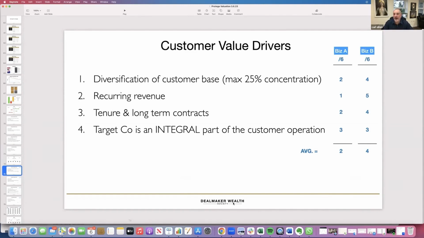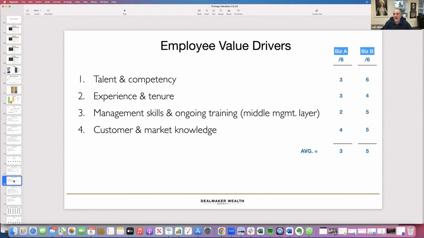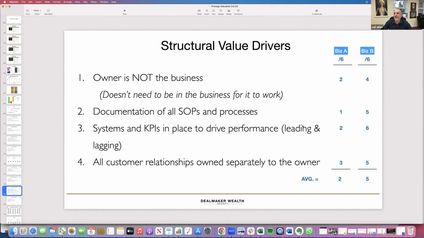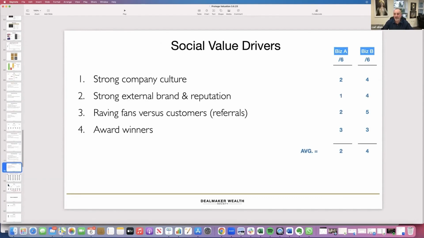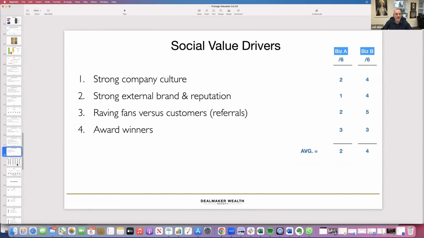Business A scored 2 out of 6 on average. Business B scored 4 out of 6 for customer value. For employee value, business A scored 3 out of 6. Business B, 5 out of 6. Structural value, business A scored 2 out of 6. Business B, 5 out of 6. And then social value, business A scored 2 out of 6. Business B, 4 out of 6.